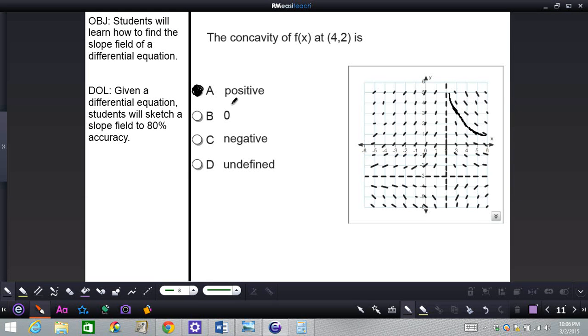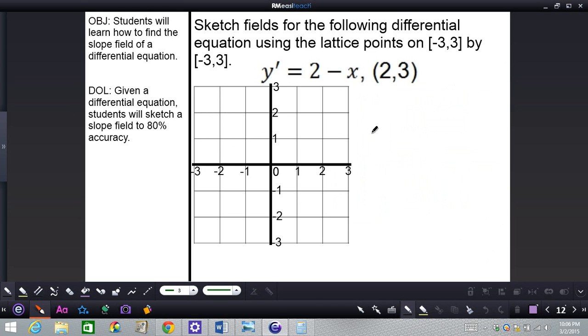Now, sketch slope fields for the following differential equation using lattice points on negative 3, 3 by negative 3, 3. Okay, so once again, this is y prime. That is once again a slope. And it looks like we're looking at 2 minus x. So again, the y value doesn't matter. I like to start at my origin. My x value here is 0. So 2 minus 0 is 2, which means we have a positive 2 slope.